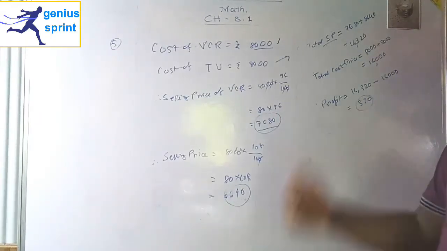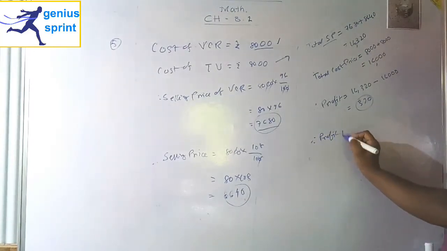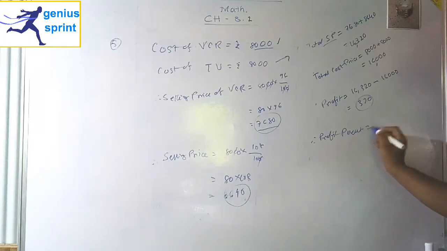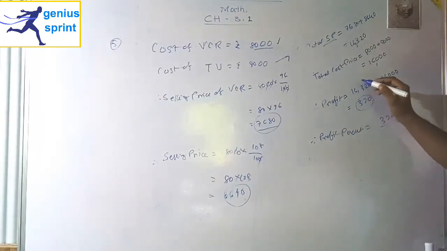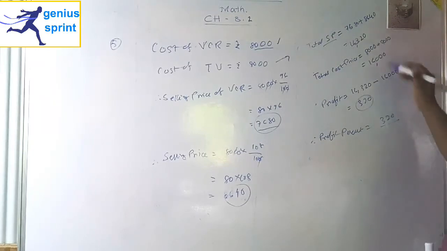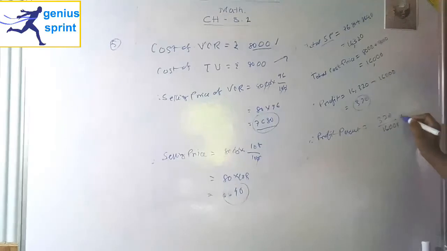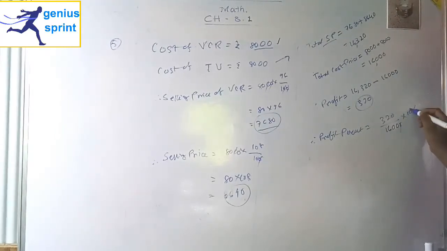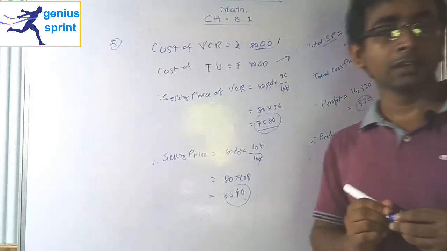So now we have to calculate the percentage of it. Profit percent is equal to 320 upon total cost price, which is 16,000, into 100. So 0 0 cancel, 0 0 cancel, this also cancels. So 32 into... 16 twos are 32. Yes, it is 2%. That means overall he got 2% profit.